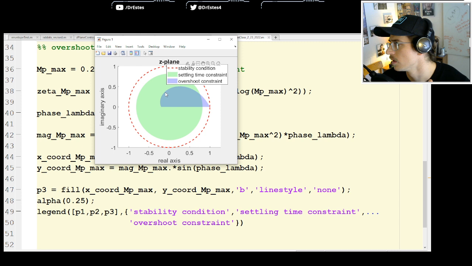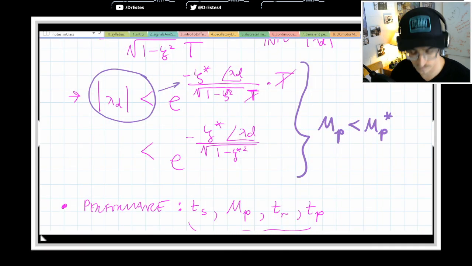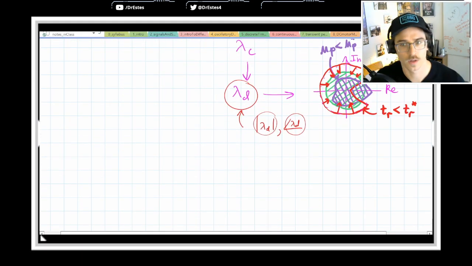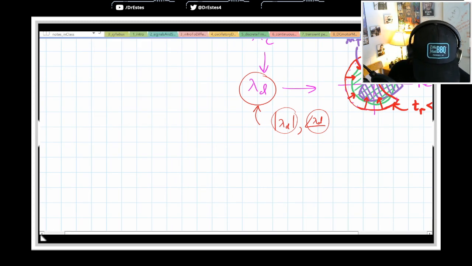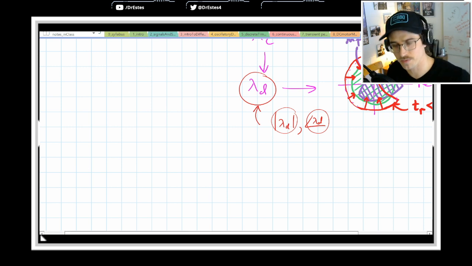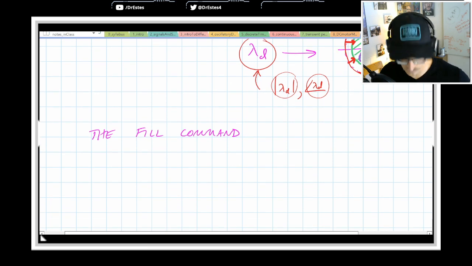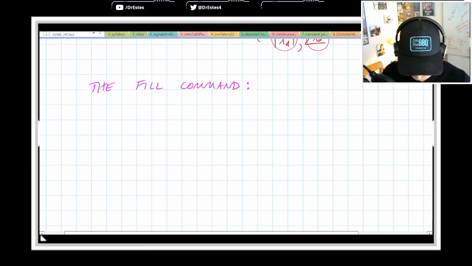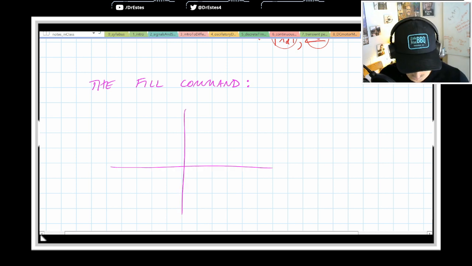To complete the bottom half, let's first talk a little bit about how this fill command works. So I'm going to go back to these notes. All right. I want to get the bottom half of the heart. I don't just want half of a heart. What the fill command does, we'll relate it to what we're doing right now.